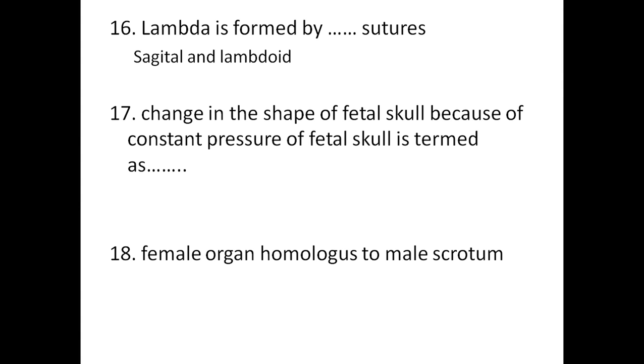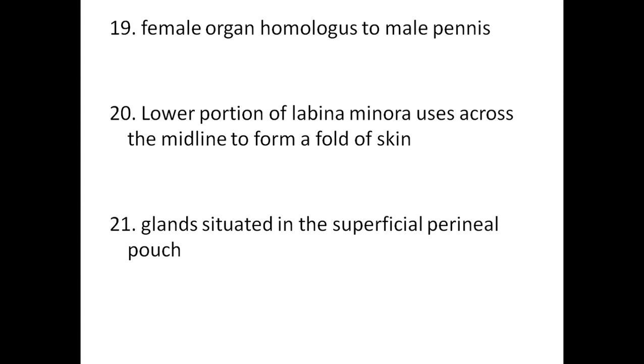The change in the shape of the fetal skull because of the constant pressure of the fetal skull on the pelvis is termed molding. The female organ homologous to the male scrotum is the labia majora. The female organ homologous to the male penis is the clitoris. The lower portion of the labia minora unites across the midline to form a fold of skin known as the fourchette. The gland situated in the superficial perineal pouch is called Bartholin's gland.